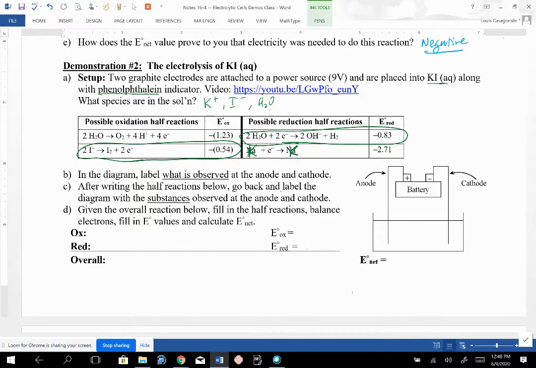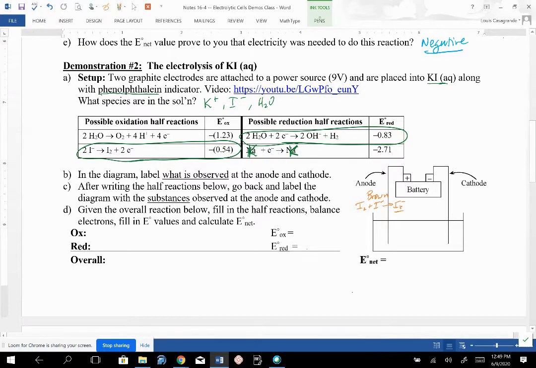So what was observed at the anode and the cathode? What you should have seen in the video is that at the anode, we have a brown substance. Let me see if I can mimic brown on here. Brown substance. And that brown substance was really the result of the iodine reacting with some iodide that's left over to make the triiodide anion. And that triiodide anion is what's brown. So at the anode, we see that the iodide is being oxidized to iodine.